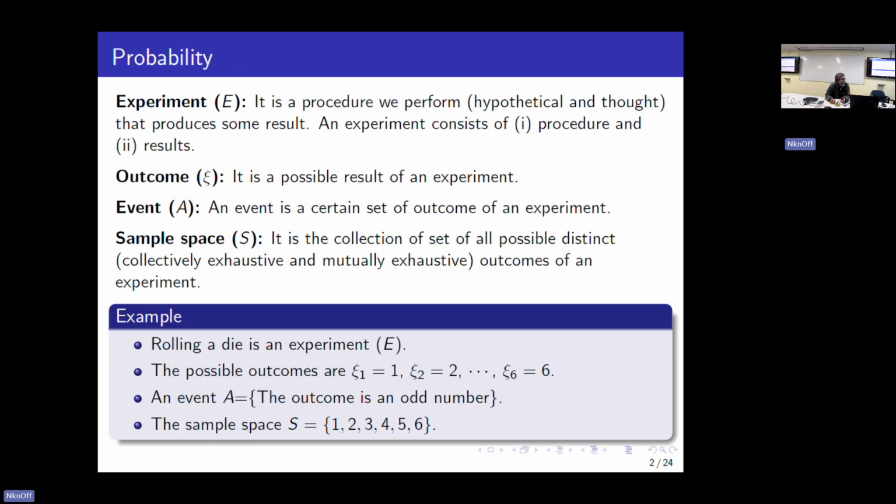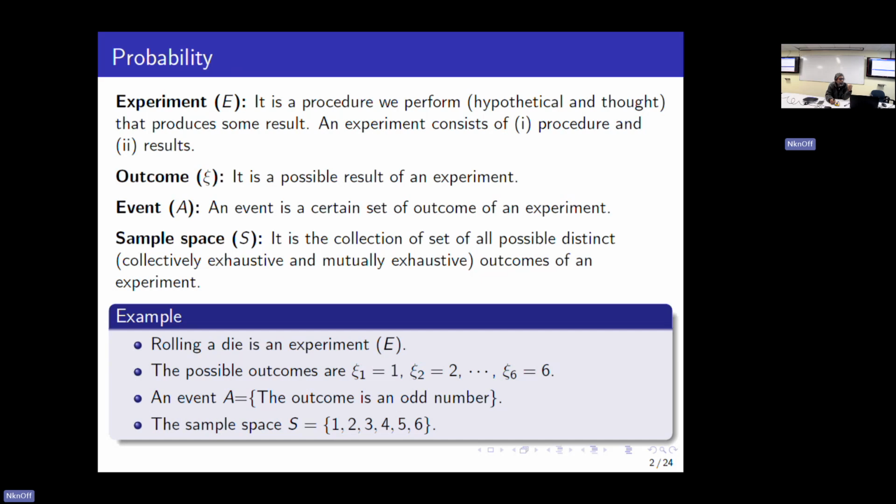Probability starts with an experiment. Is it visible? You can see. An experiment is the procedure we perform. It might be a thought experiment also. Sometimes we think that experiment means some hardware will be there, but no, it might be a thought experiment also, and that produces some results. So an experiment consists of a procedure and some results.